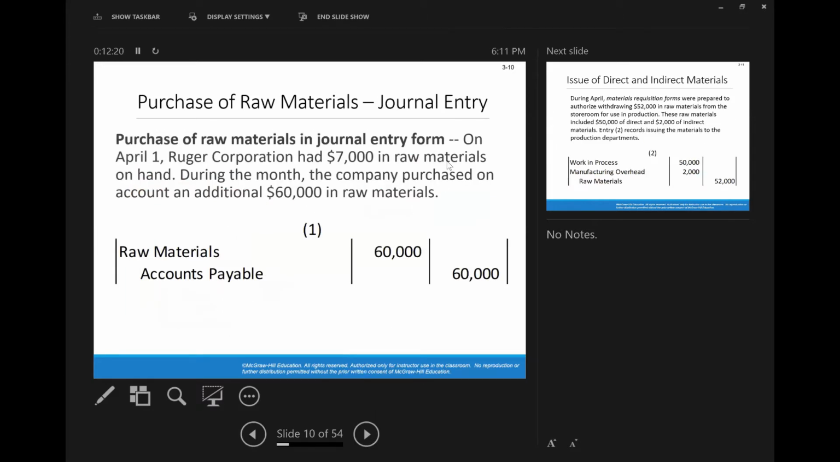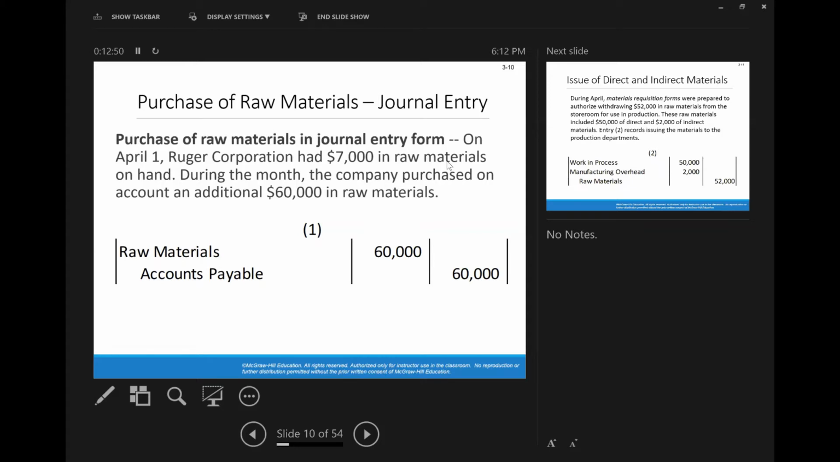Okay, so on April 1, Ruger Corporation had $7,000 in raw materials on hand. During the month, the company purchased on account an additional $60,000 in raw materials. So it's telling us we had $7,000 already there. So we don't have to do anything with that because we know that it's there. We'll have to use it in calculation, potentially, depending on what the question is. But for this particular question, they just want to know what is the journal entry for the additional purchase.